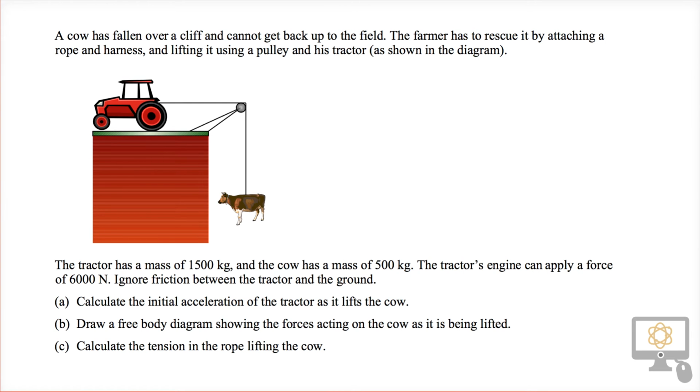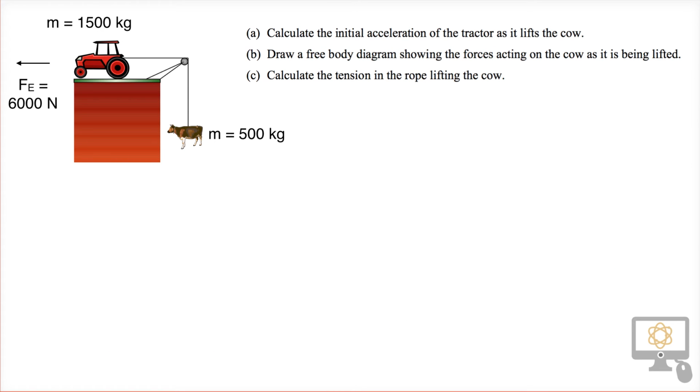Now to do that, I'm just going to adjust the screen so we've got a little bit more space, and I've redrawn the picture showing the engine force and the masses of both vehicles. So to the first question, which is what is the initial acceleration of the tractor? So it says tractor, but really we're thinking about both the tractor and the cow. We're going to treat the system as a whole. And so we need to think about what's the total mass of the system. And the total mass is the mass of both things, which is 2000 kilograms.